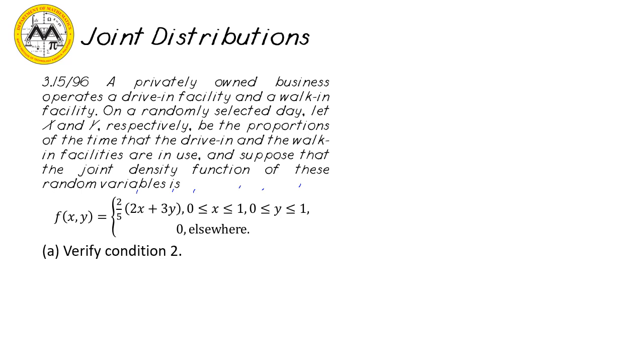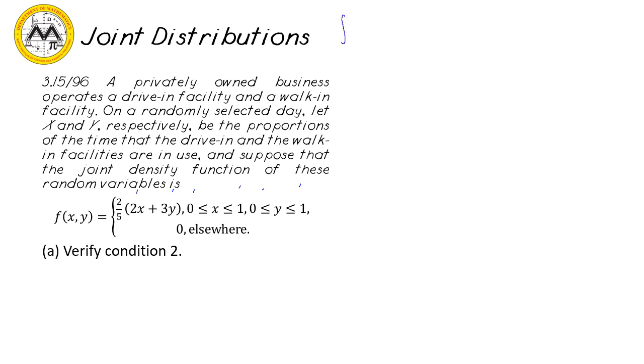If you substitute 0, it would be 0. And if you substitute 1 for x and y, it would be 2 times 1 plus 3 times 1, so that would be 5 over 5. So that would be 2 over 5, so it would still be positive. Our goal now is to check for condition 2.